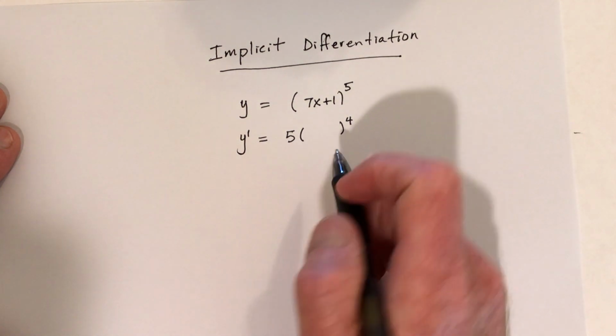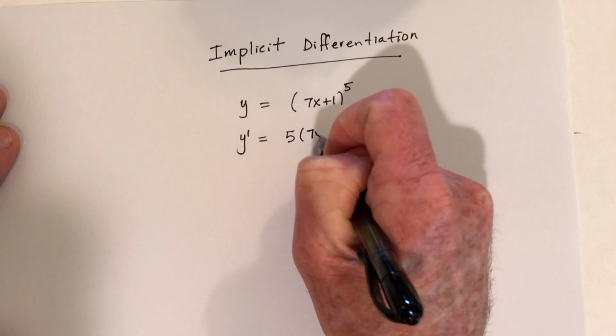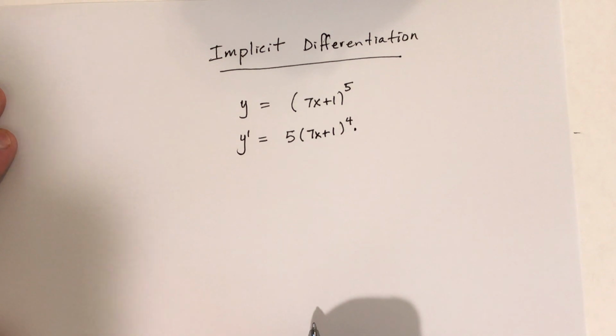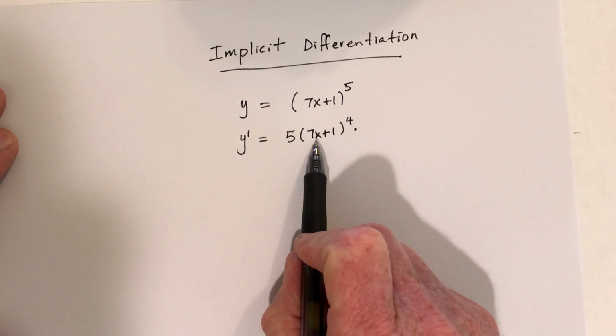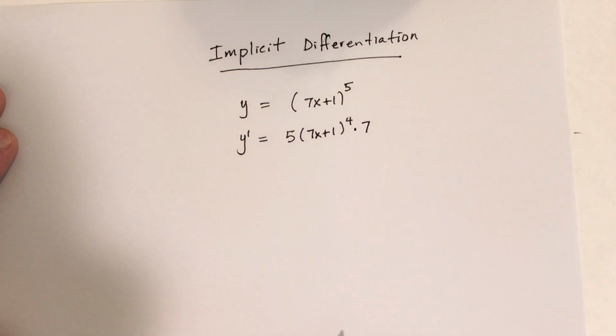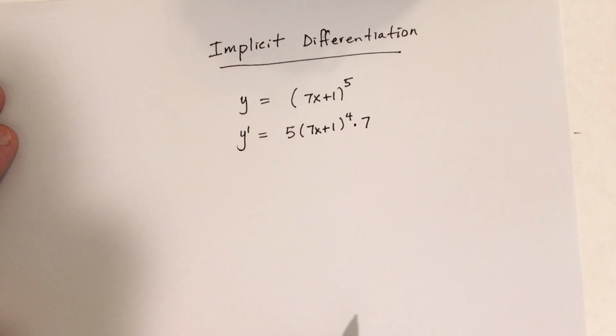And the chain rule says this part has to stay the same. Basically, each function has to wait its turn because you can only do one derivative at a time. And then I take the derivative of this 7x plus 1, which is a 7, I put it on the outside. All right, that's the chain rule.